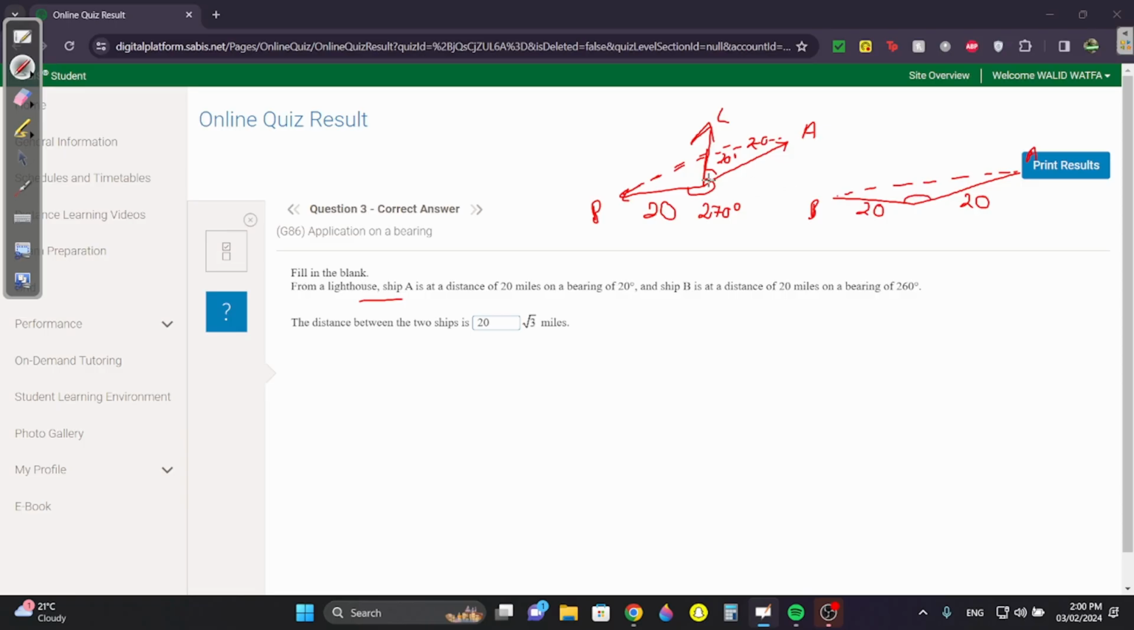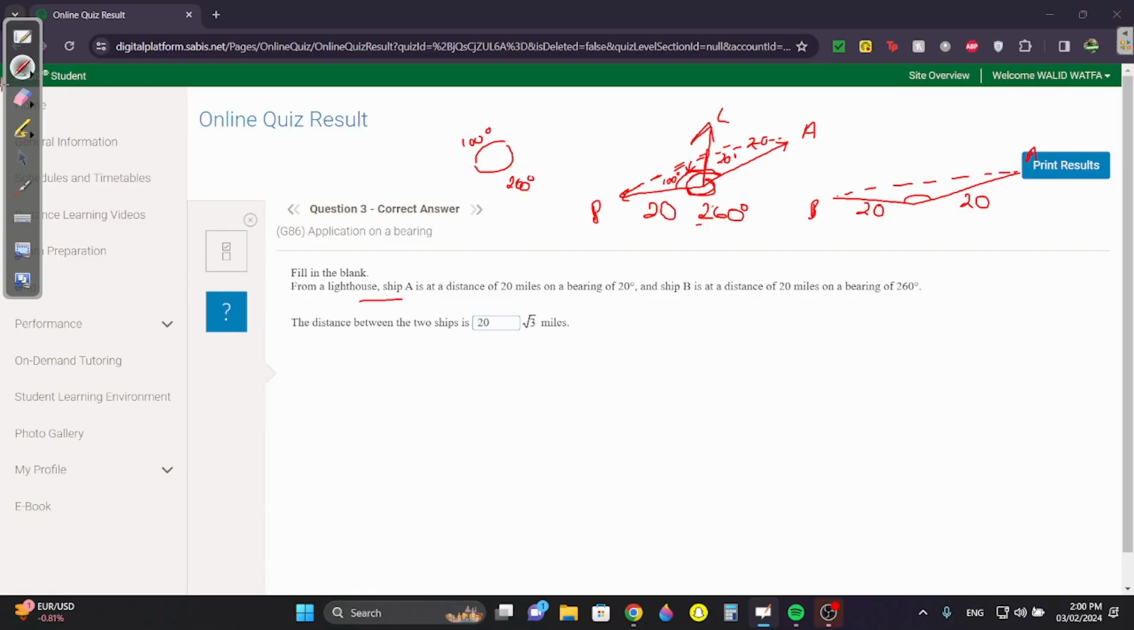And how much will this angle be? Can you find this angle? Yes, you can. If this is 260 degrees, what will the rest be? The rest will be over here 100 degrees, right? Because if you have a circle, 260 degrees, the rest will be 100 degrees. So this over here is 100 degrees.